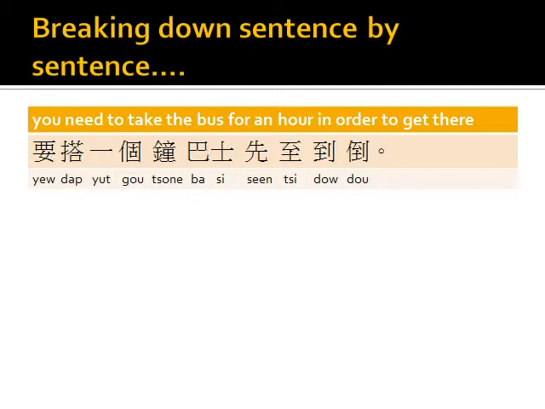到到. Now I've shown you 2 of these kanjis before, even in this lecture. So both of them mean get there. However, in this case, when put together, it means 到 is a verb of getting there, and 到 actually means there already. So 至到到 means before you could get there, right? So overall, 要搭一個鐘巴士先至到到 means you need to take the bus for an hour in order to get there.